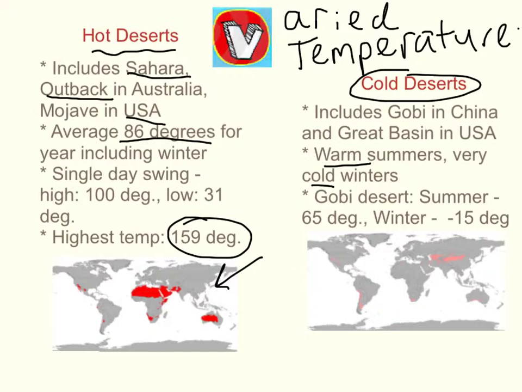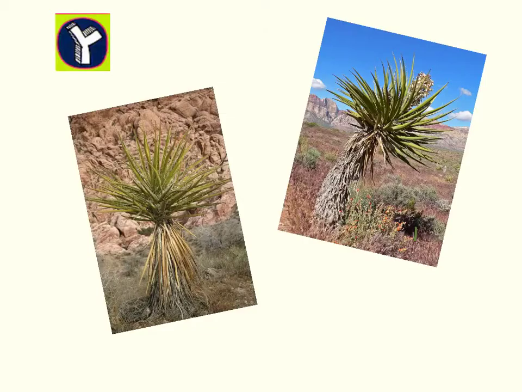For instance, in the Gobi Desert, that's this one here in Asia. In the summer, it does get up to 65 degrees, but in the winter, it can get down to negative 15. You can see that deserts have a real variety in temperature.